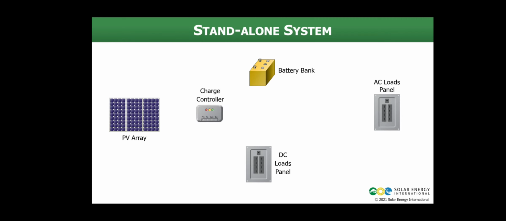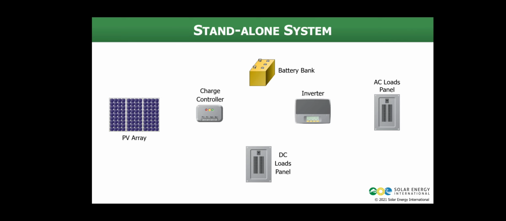A charge controller is used to regulate the charging and discharging of the battery to make sure it is not damaged from over or undercharging. An inverter is also used to change DC electricity to AC electricity and allows the system to power any conventional AC loads. A standalone system can be designed to power only DC loads, in which case an inverter isn't required, or it can be designed to power AC loads or both DC and AC loads, as we see on the slide.